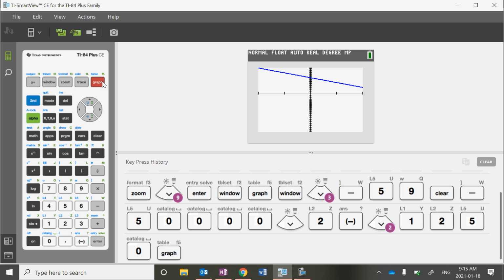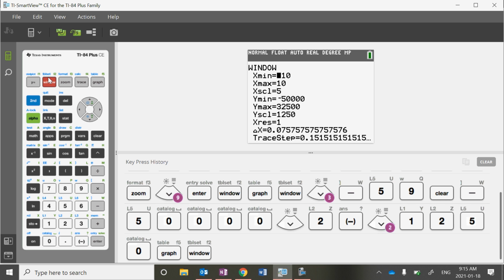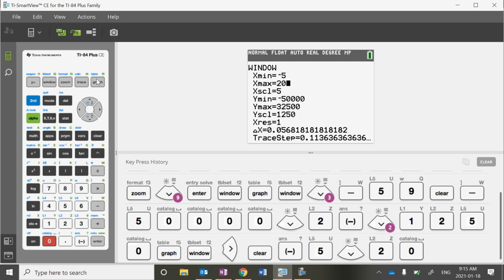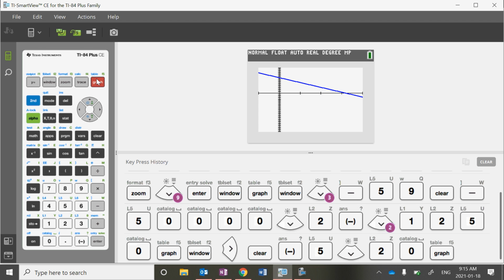Can I have negative x values in this scenario? No, we're talking about time. Can you have negative time? No. So my x-axis doesn't need to go that far negative, but I also want to go more right. I want to see more positive x values so I can see where it's going to cross. So let's go back to our window settings and play with that. My x minimum is currently at negative 10. I don't really need that. So let's make it maybe negative 5. Let's make our x maximum 20. Now I can see all of those different points.